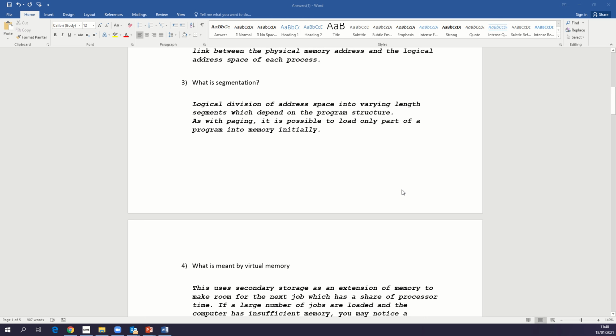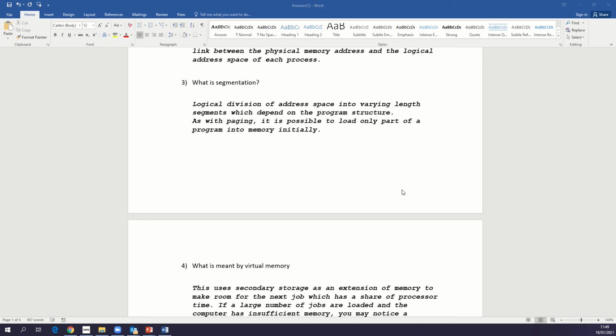Question number 3. I was expecting you to identify that this data is stored in logical divisions rather than set sizes such as 4 kilobytes. This means very much it depends on the programming structure. So if you think of a program, it might store a loop together, or it might store a function in one place.